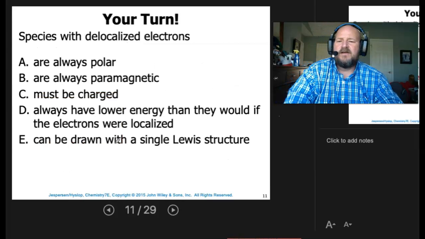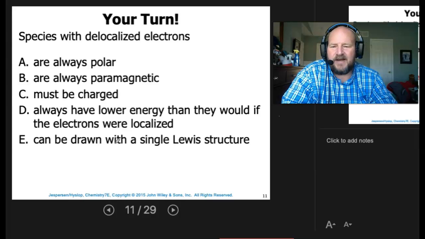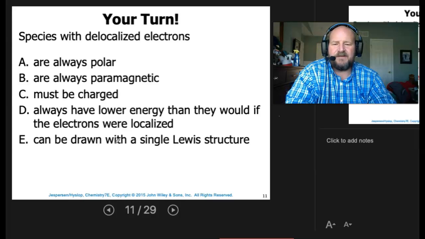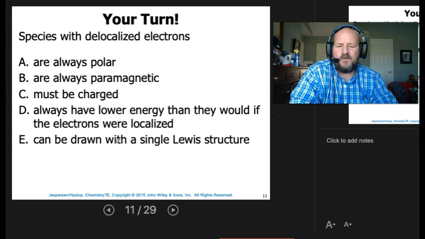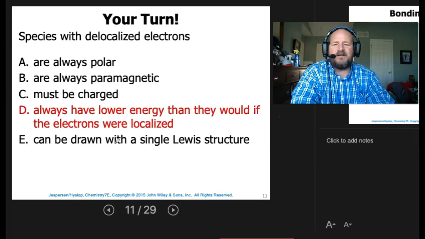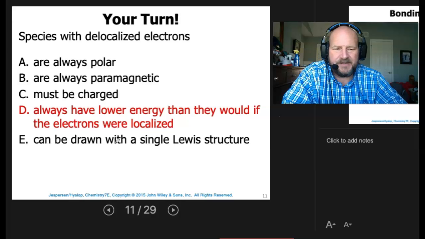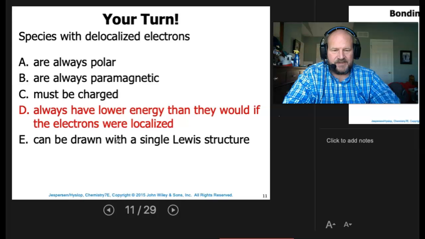All right. Species with delocalized electrons are always polar, always paramagnetic, must be charged, always have lower energy than they would if the electrons were localized, can be drawn with a single Lewis structure. Hopefully, after thinking about this, you can pause here if you need to. But the answer should be D, always have lower energy, right? That's the whole impetus for delocalizing those electrons, because, again, the electrons want to be in the lowest energy possible.